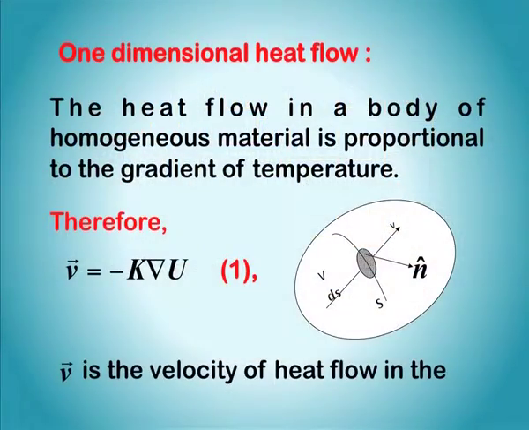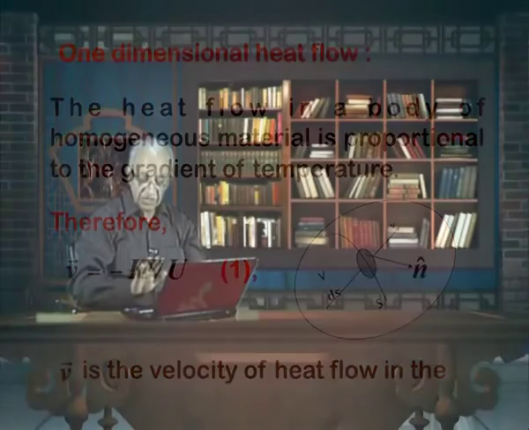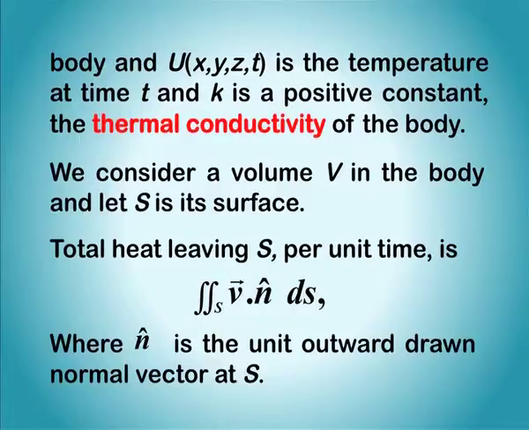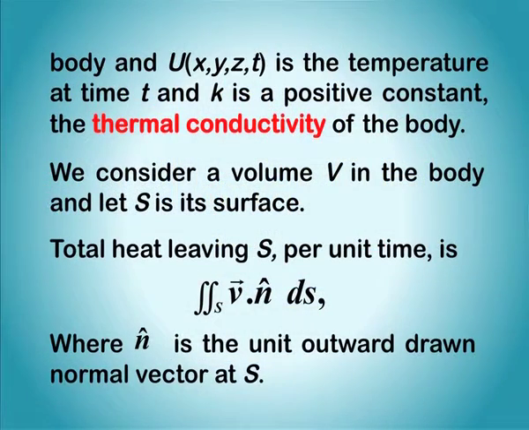The diagram or the figure which we have drawn is very simple. We are going to explain these in the next part. We call this the body, and U(x, y, z, t) is the temperature at the time t, and K is a positive constant which we call the thermal conductivity of the body. So, x, y and z are variables, t is the time, and K is a positive constant. We consider a volume V in the body and let S be its surface. That is what we have drawn in the figure.